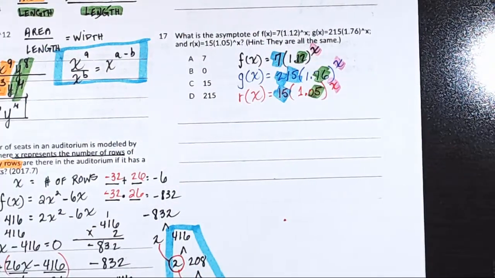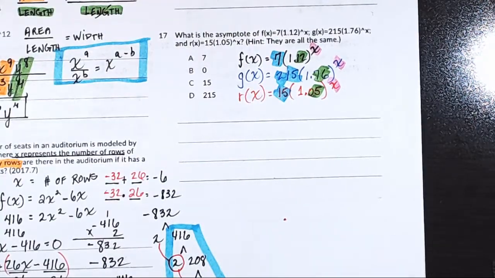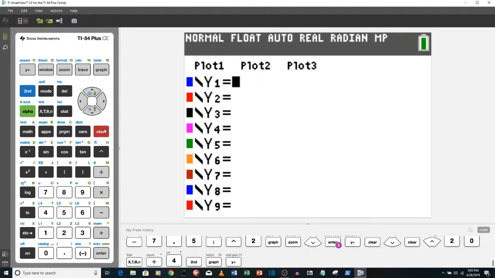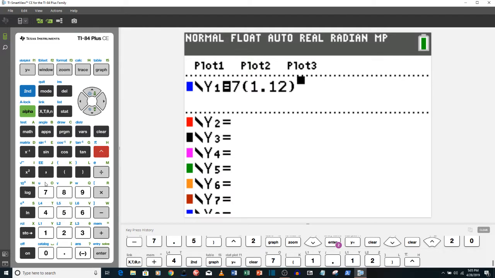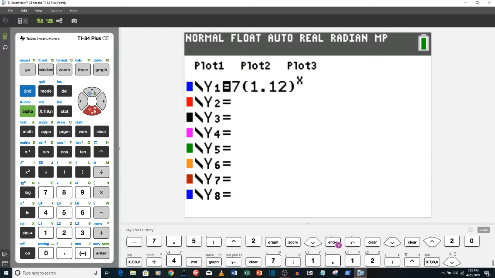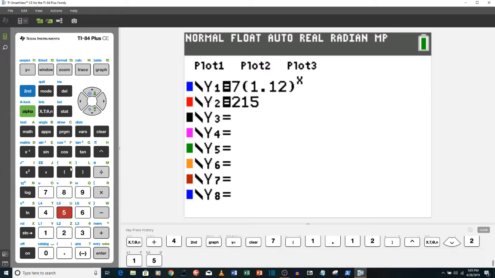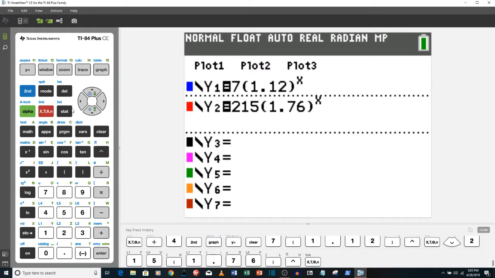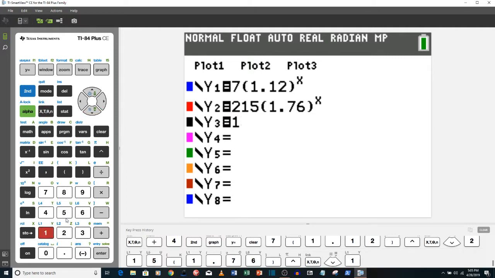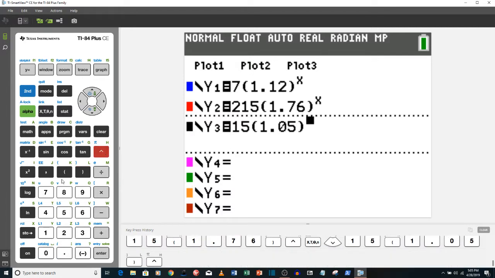Well, let's see what the asymptotes are for all these exponential functions. Let's flash over to our graph and clear this out, and we'll put in 7, open paren, 1.12, close paren, caret, x, down arrow, 215, open paren, 1.76, close paren, raised to the caret, x, down arrow, 15, open paren, 1.05, close paren, raised to the x. And now we'll hit second graph.